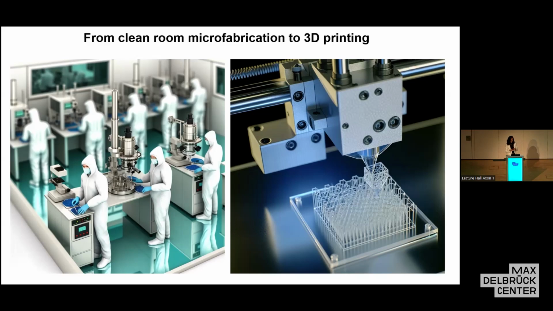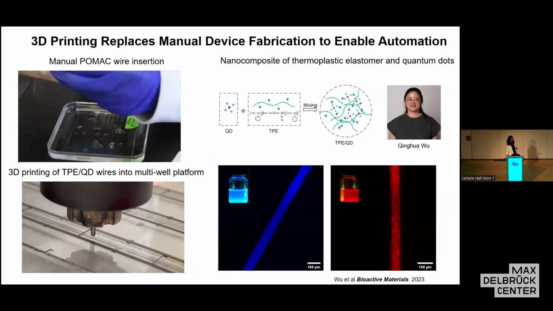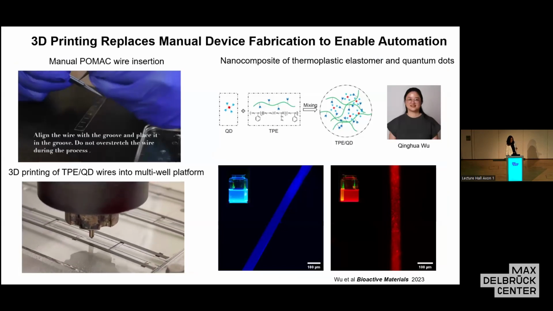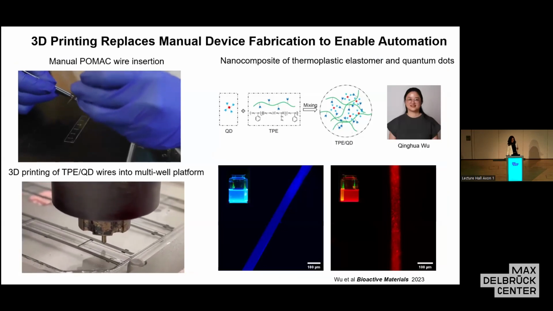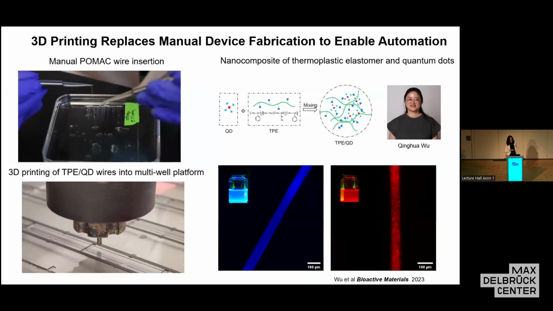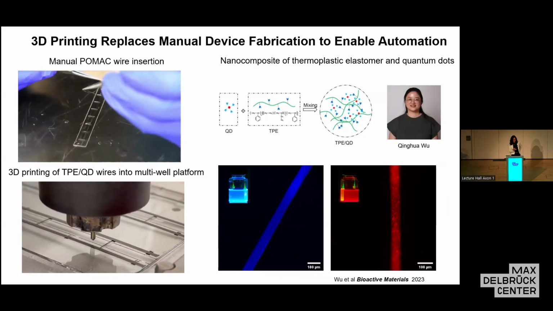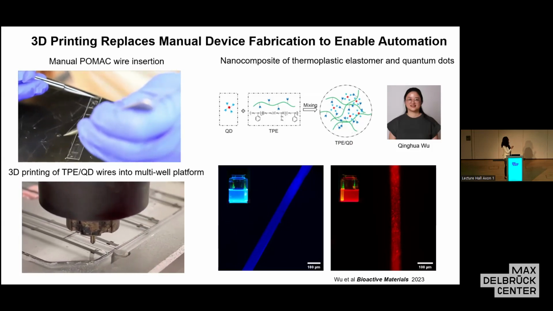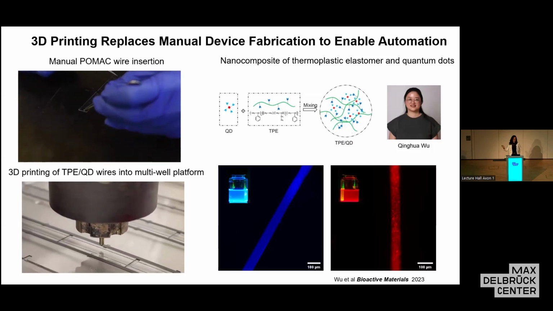Towards that goal, it's not like we figured everything out, but we are moving more towards 3D printing. Initially, we would have these very fine polymer wires, and we would manually insert them into the device, which only a few skilled students could do. But then Qinghua Wu from my lab used thermoplastic elastomers together with quantum dots. By using quantum dots of different wavelengths, she can have different colors of the wire. She could have red or blue. And thermoplastic elastomer, you can melt.